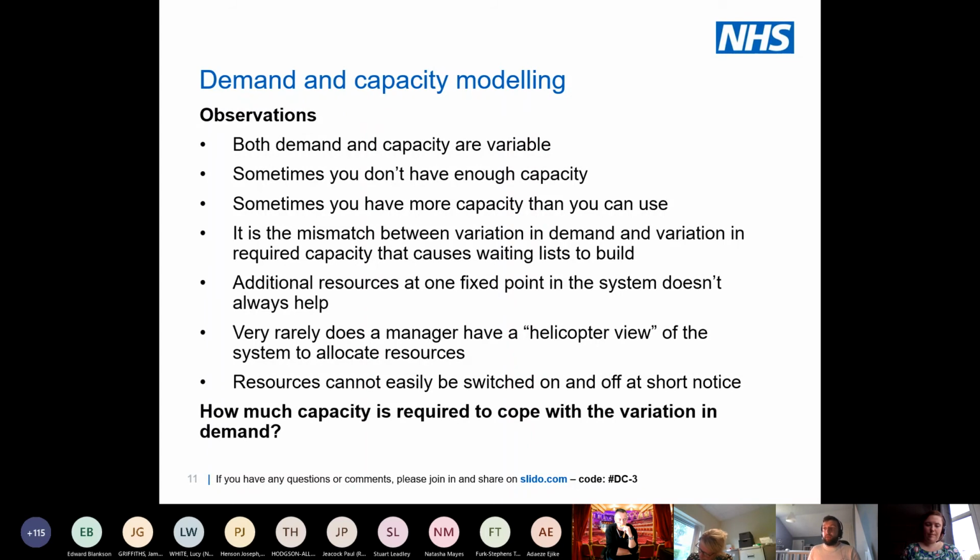Sometimes you won't have enough capacity, so we really saw that in that pre-assessment where we were building up that backlog. And sometimes you will have more capacity than you can use. And when we come to looking at waiting lists, that's really where they can be useful to help spread out some of that variation.